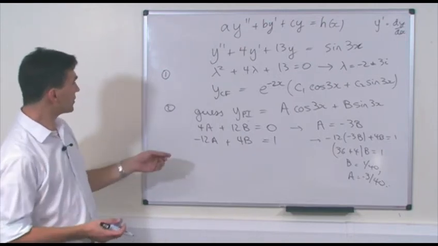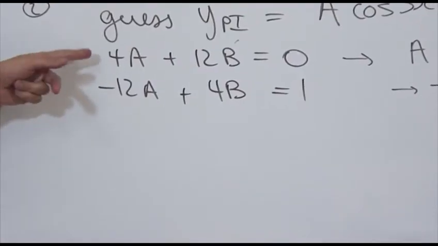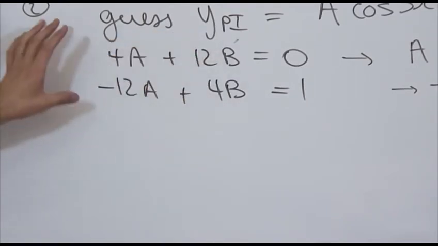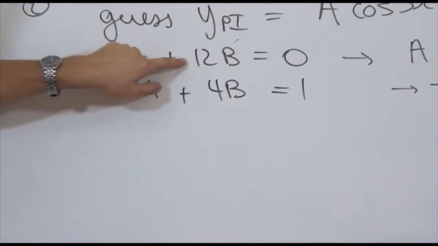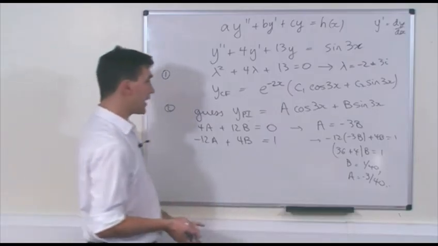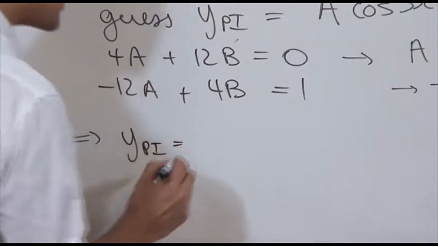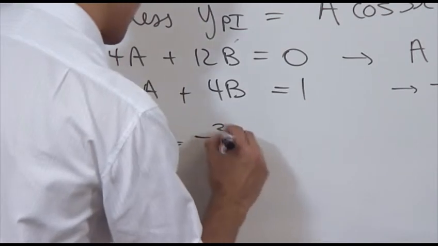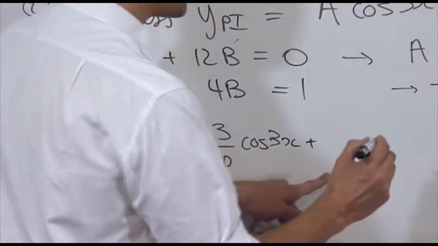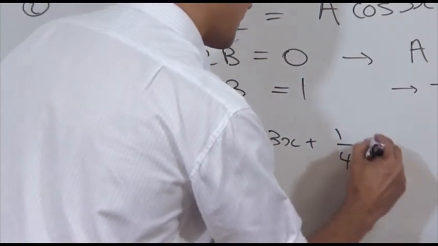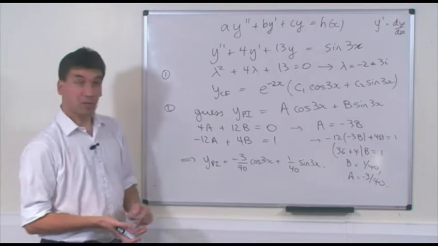Or if you wanted to, you could say, well, can we combine these in some way? Well, if I take that top equation and multiply it by 3, I'd get here 12 a's and 36 b's. And if I now add them, the 12 a's here and the minus 12 a's there cancel, and we'd end up with 36 b's and 4 b's is equal to 1, so you get the same answer that way as well. So now we've got those numbers, we get our ypi is a times cosine 3x, so it's minus 3 over 40 cosine 3x plus b times sine 3x, so it's plus 1 over 40 times sine 3x. So there we are, we've got our particular integral.